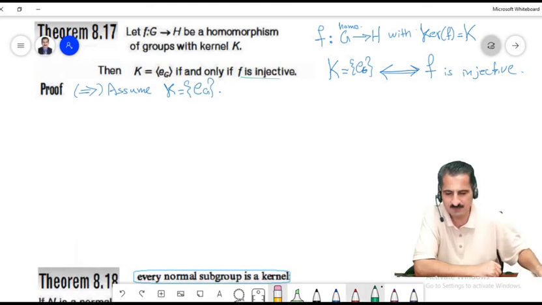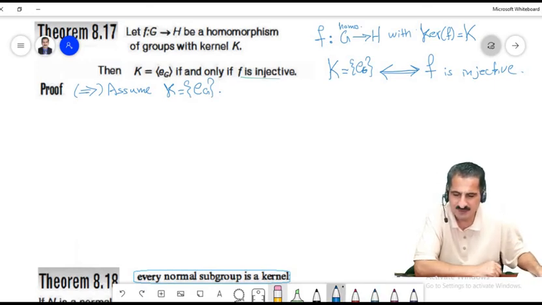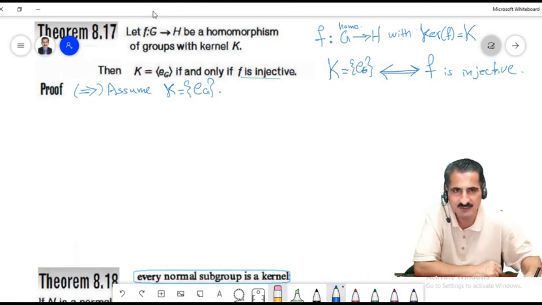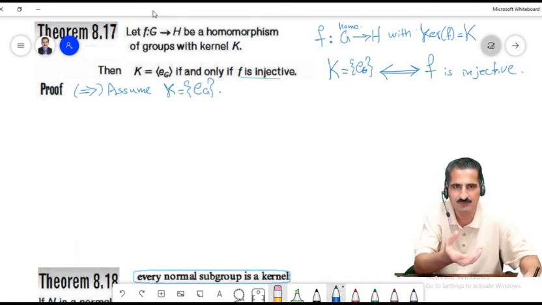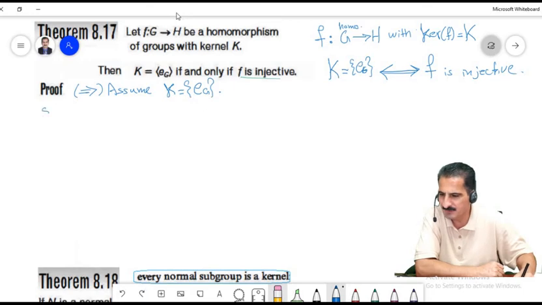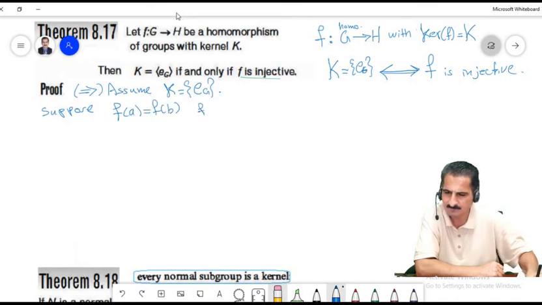How do we prove a given function is injective, one-to-one? We assume there are two elements that have the same image, and then prove these two elements are essentially the same element, they are equal. So suppose that f of A equals f of B for some elements A, B in the domain of the homomorphism.